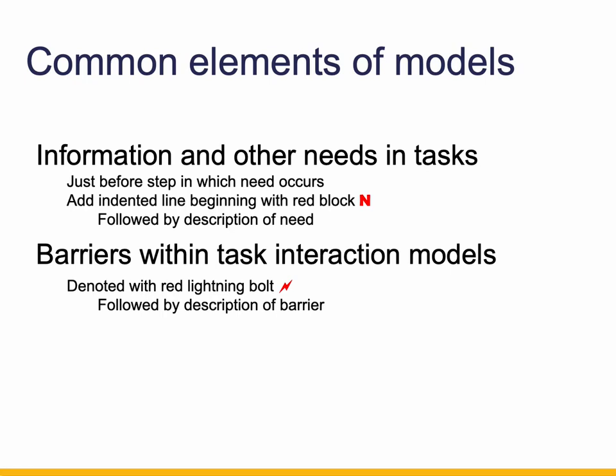So a red lightning bolt might appear over the limitation of the screen size. So if I need exceptionally high text and I have a small screen size, well, there's a limit to the amount of text that I can put on that screen, and that would indicate a barrier.